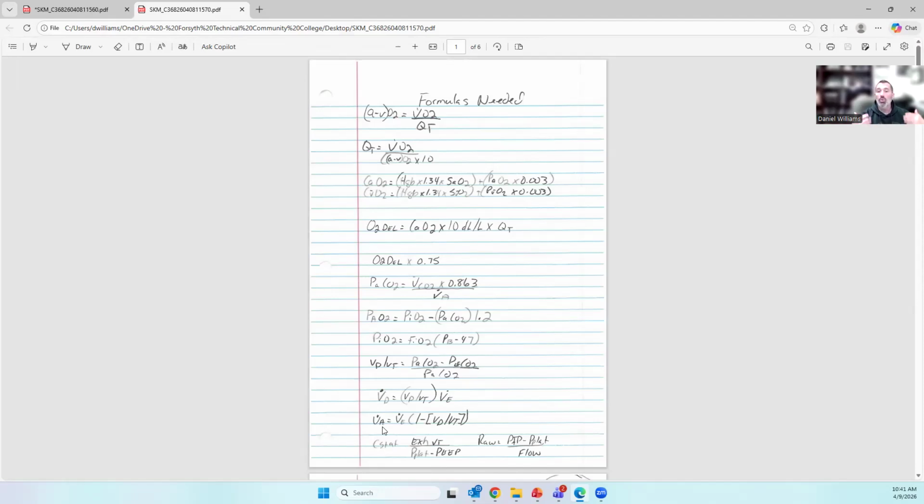In addition to that, we'll look at compliance. We've talked about compliance and elastance issues as well, compliance and resistance. So obstructive, restrictive, compliance, resistance type issues. So we'll look at those items as well.